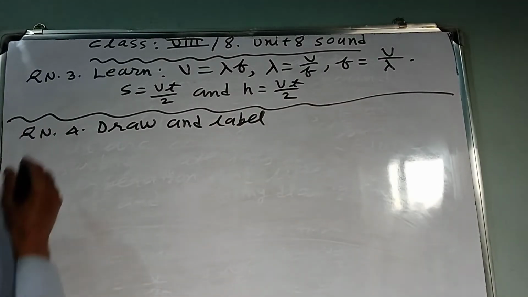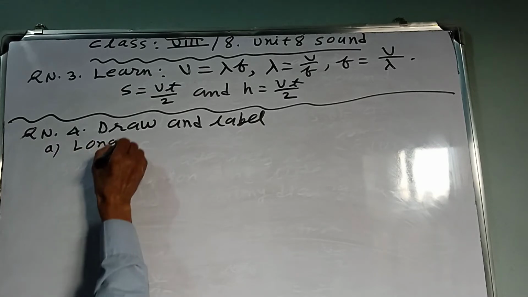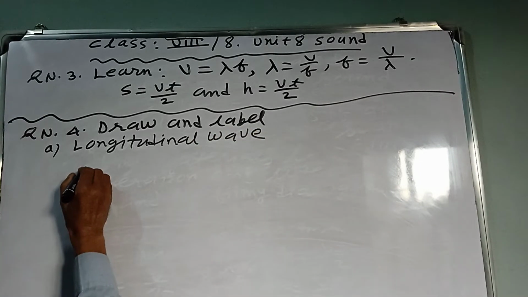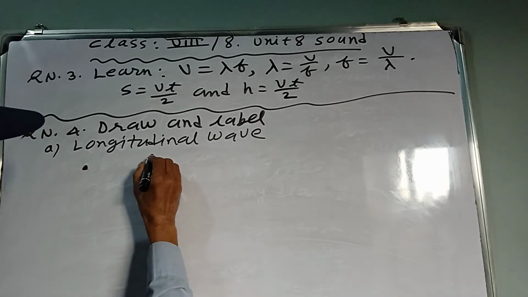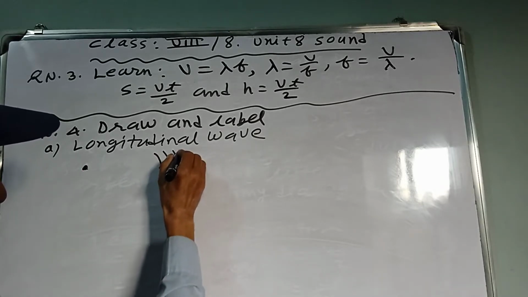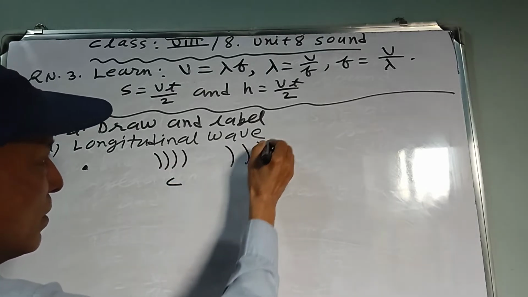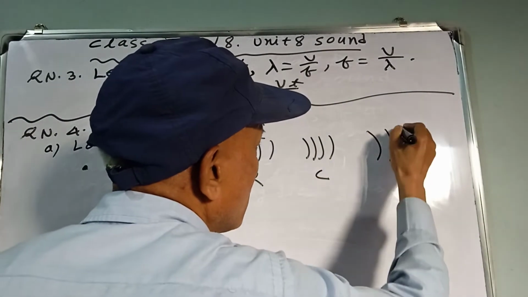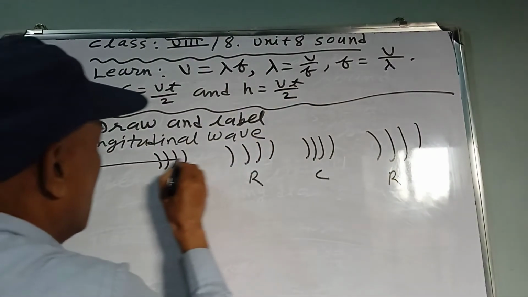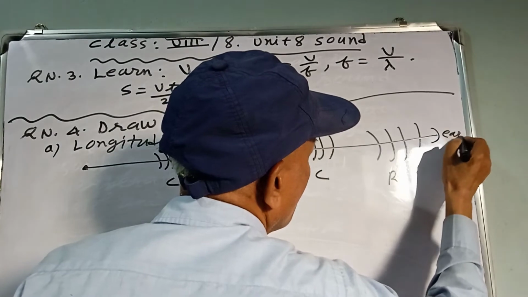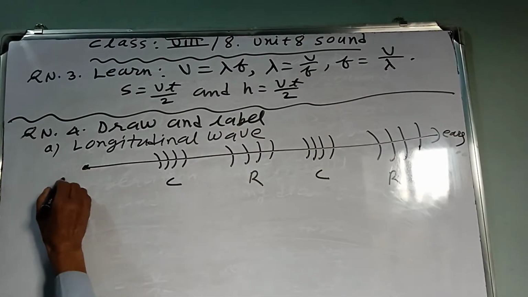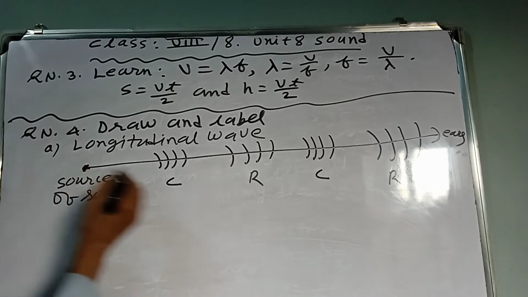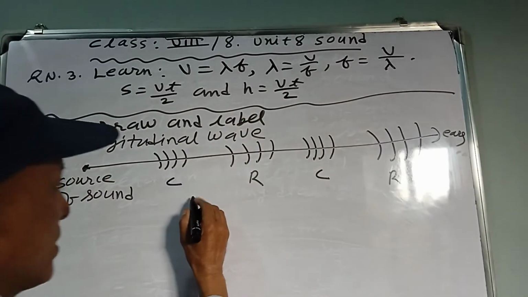Draw and label the following diagrams. Number A, longitudinal wave. I'll draw a longitudinal wave. First of all, source of sound. Then, compression C, rarefaction R, again compression C, rarefaction R, and ears. Here, this is source of sound. Sound is produced here and it goes to all directions in the form of compression.